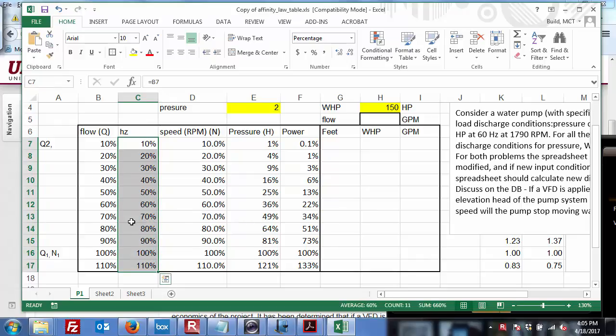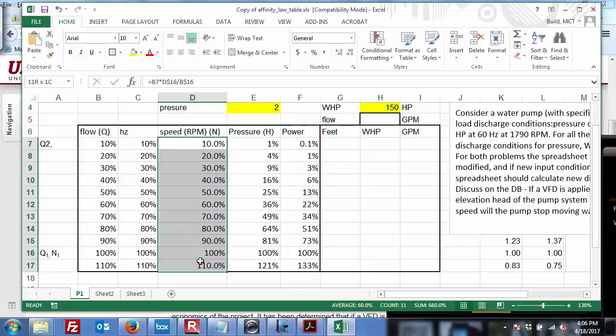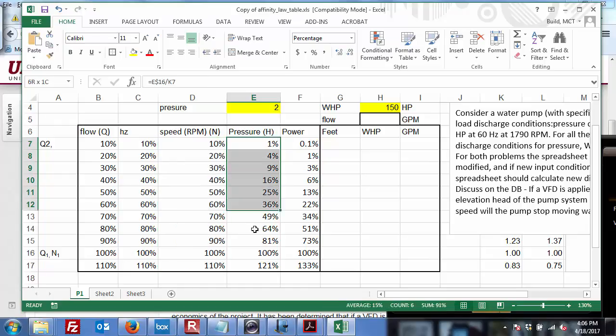So we're using relative values, not absolute values. The flow rate, there we are, this being the baseline value for flat out. So all of these are at 100%. And we used our power laws to calculate the speed. So this was just the linear, pressure, this was the parabolic or squared, and then power, this was the cube. So we got all that done.